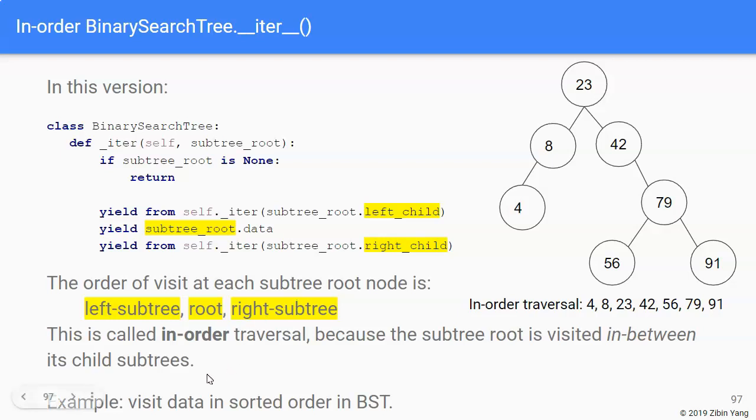Now, if we do not have to visit data in sorted order in a BST, or if we're not doing a traversal in a BST, so let's say just in a normal binary tree, then the in-order traversal is not the only traversal that we can do. There are other types or other orders for traversals.